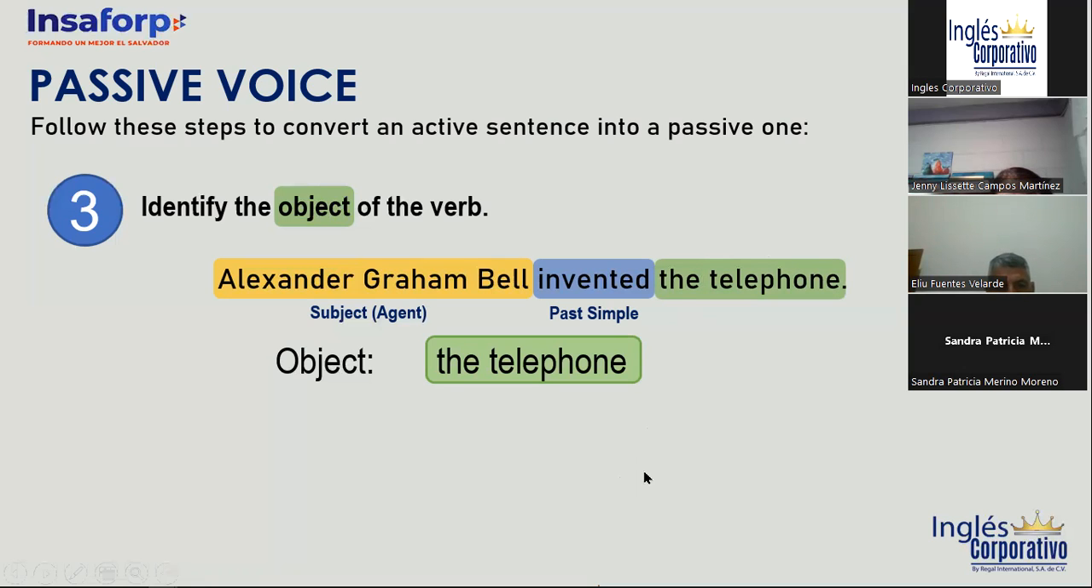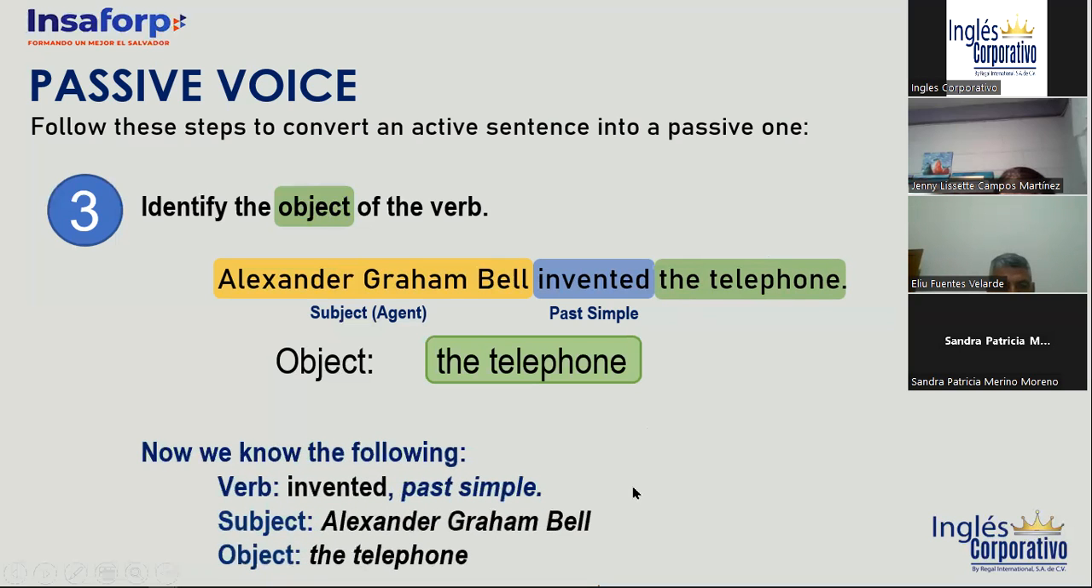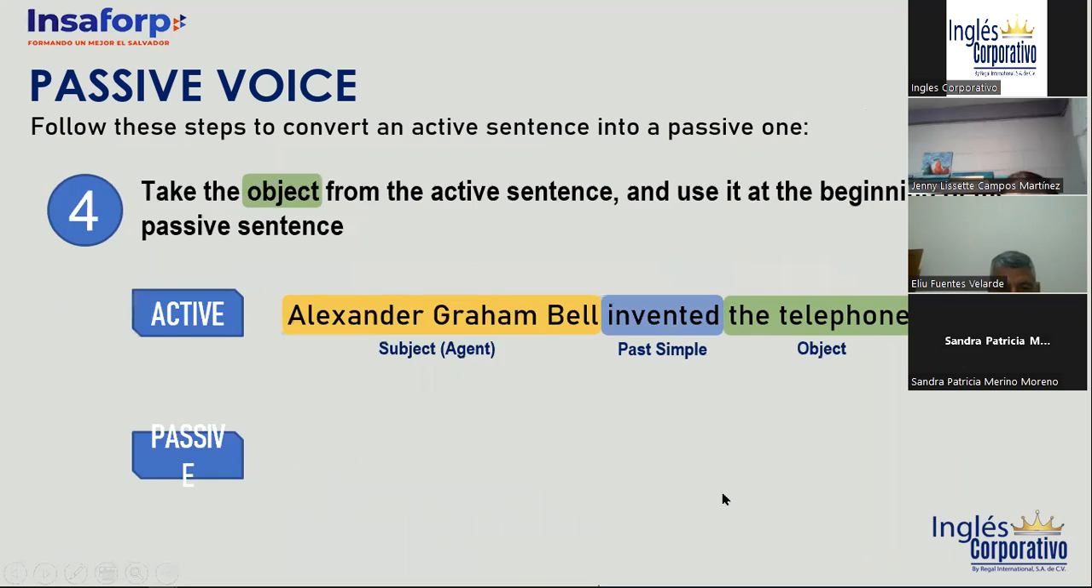Good job. So step number one, we identify the verb and the tense it is in. Step number two, we identify the subject, who is Alexander Graham Bell. And number three, we needed to find the object of the sentence, that in this case is the telephone, okay? So after those three steps, we're ready to make up sentences in the passive voice. Ya estamos listos para la voz pasiva, right? Después de esos tres pasos.